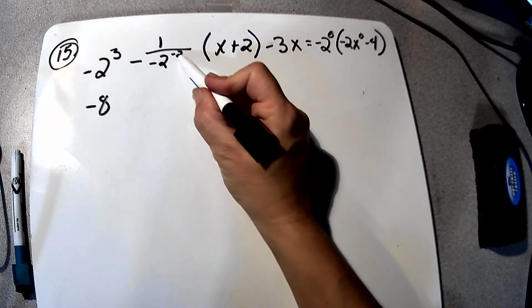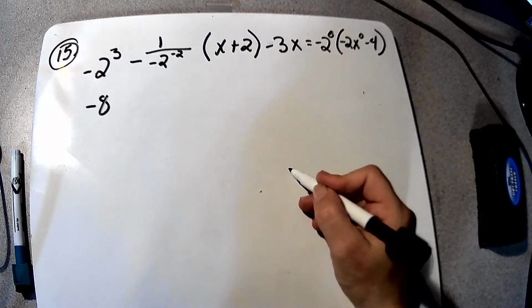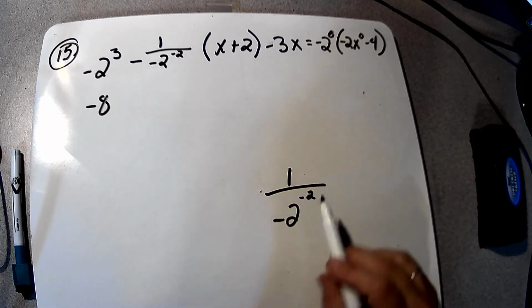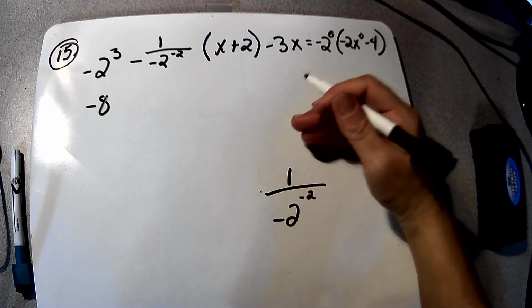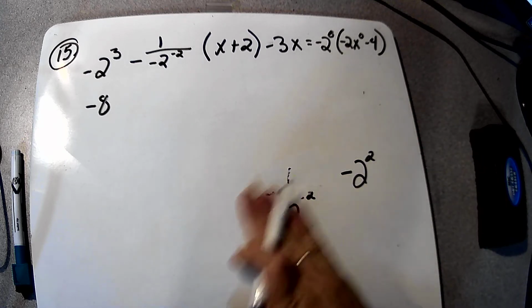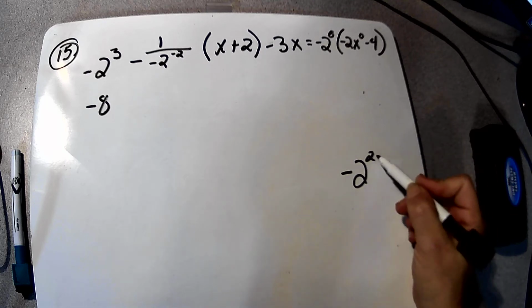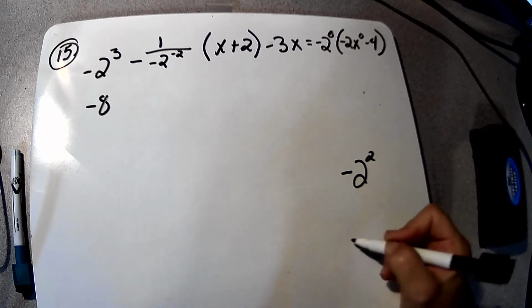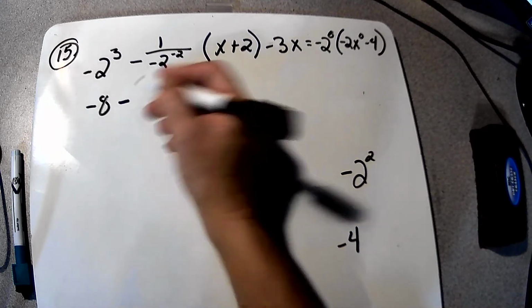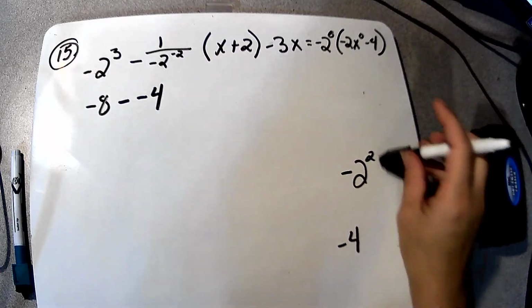Alright, now this one, to get rid of that exponent, 1 over negative 2 to the negative 2, to get rid of that negative, we have to get rid of that 1. So we move it to the other side of the fraction. So we would end up with negative 2 squared. Okay, negative 2 squared, negative 2 times 2 is 4. That would leave us with negative 4. So minus negative 4.